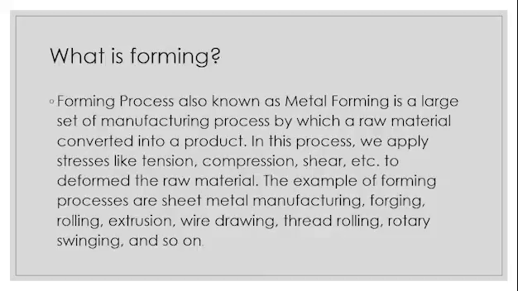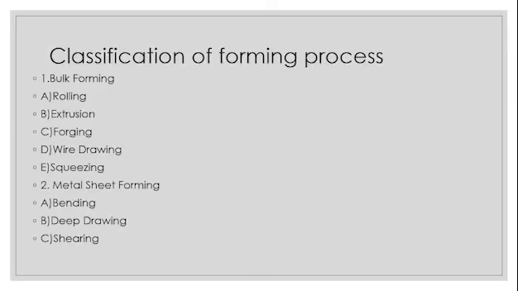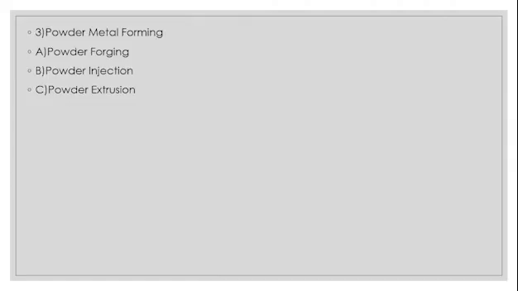So forming is mainly used to shape a material. It is mainly done to obtain the desired shape for a material. Now there are different types in forming. The classification of forming is based on three types. One is bulk forming, which is also classified into rolling, extrusion, forging, wire drawing, and squeezing. The next is metal sheet forming, that is classified into bending, deep drawing, and shearing. And the third classification is powder metal forming, which is powder forging, powder injection, and powder extrusion.